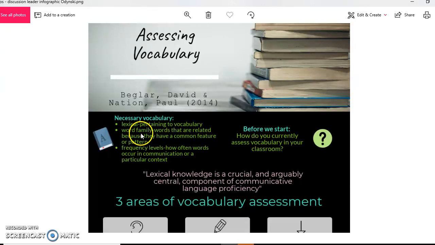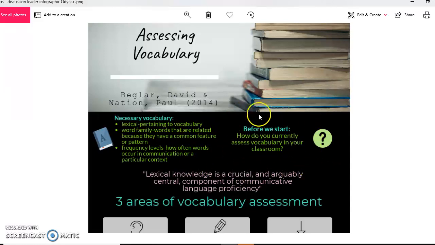And then word families: words that are related because they have a common feature or pattern, and then frequency levels. Frequency levels come from frequency word lists, and the most typical ones you will hear about are the British National Corpus, the University Word List, and the Academic Word List. I'm sure there are lots of others, but those are the ones mentioned in the article. Basically, these lists determine low frequency and high frequency words in English.